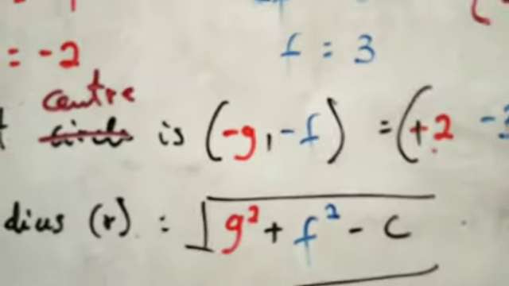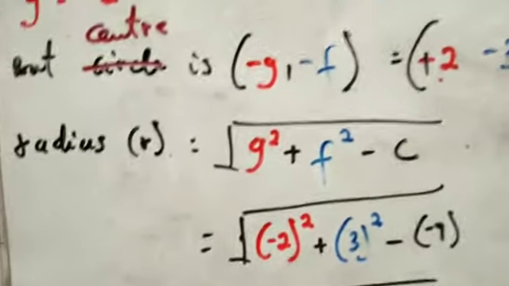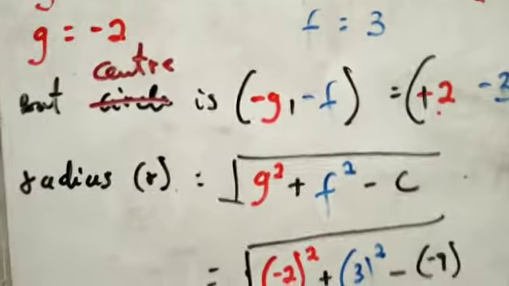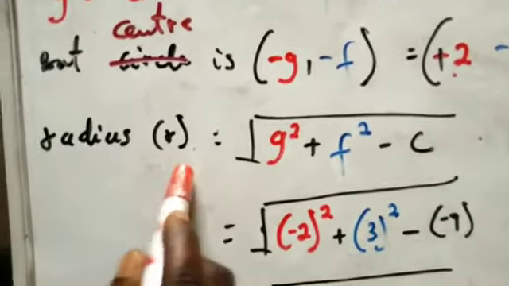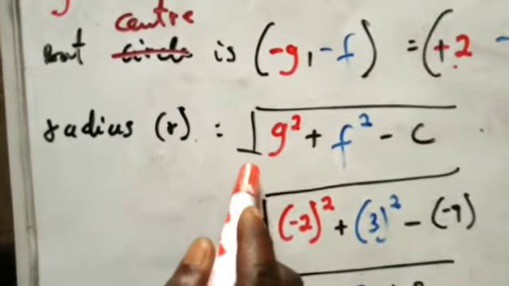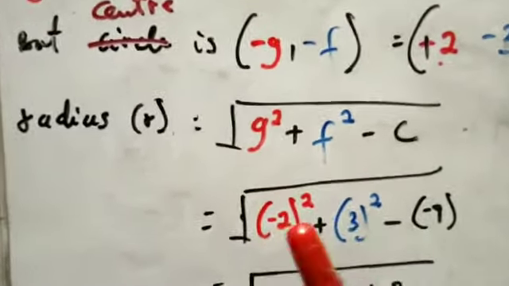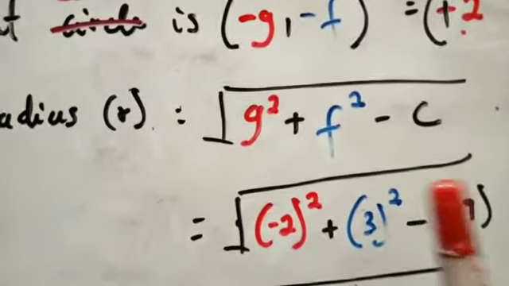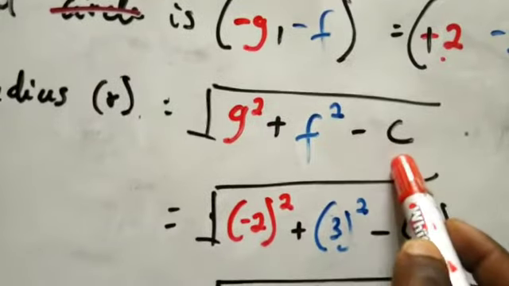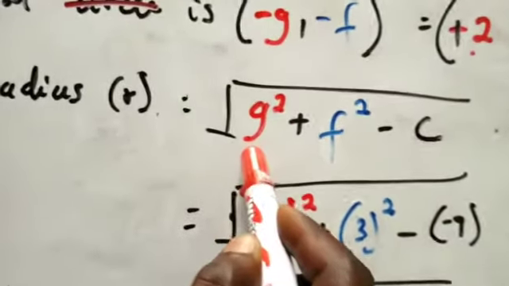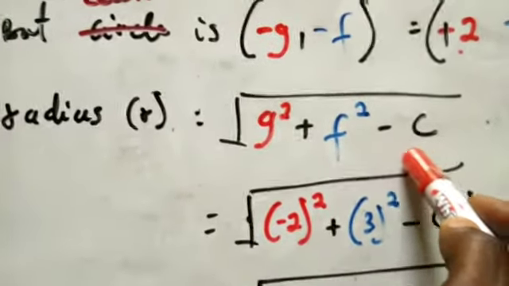Is that okay? But how do you find the radius? In case you have been asked to find the radius of the circle from the general equation of a circle, this is what you must know. You must know that the radius from the general equation of the circle is the big square root of g squared plus f squared minus c. Is that okay? For you to be able to apply this, you must know where this is coming from, and where this one is also coming from. Right? You've already found the g and the f. What about the c? C is from the equation.